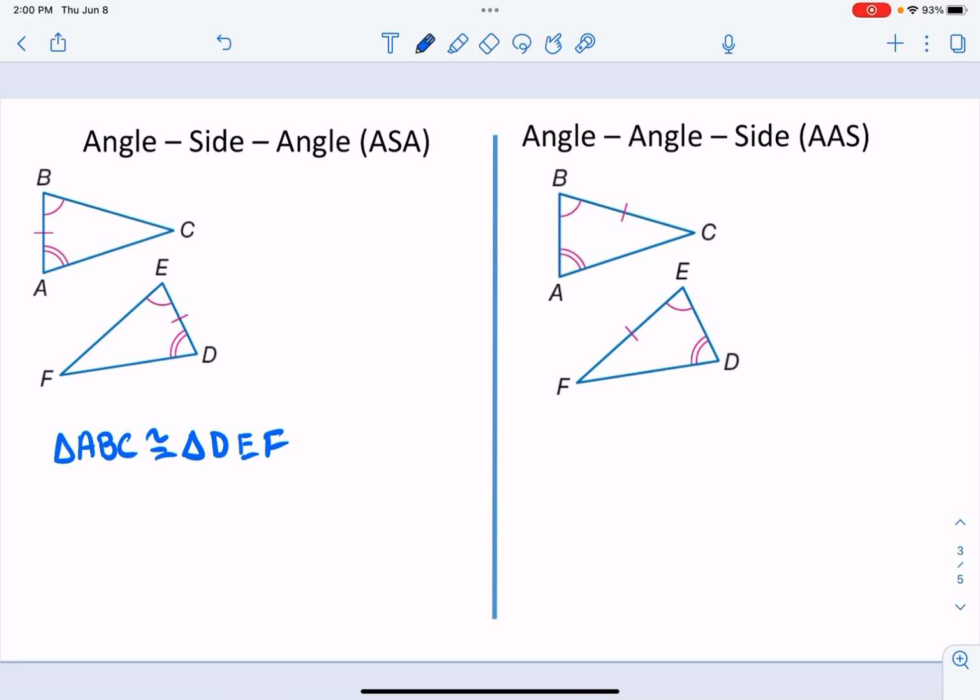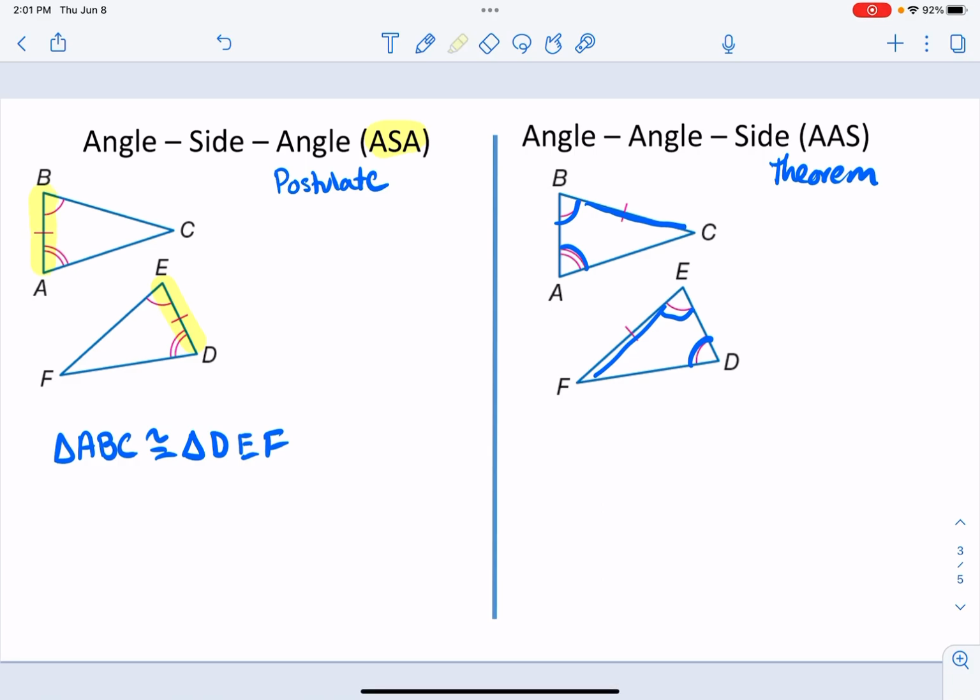Now, angle, angle, side. I think this one's actually a postulate, and I think the other one's a theorem. I can't remember exactly. And if I can't remember, I'm not going to expect you guys to remember. Angle, angle, side. So if I have an angle, angle, and a side, you kind of have to be able to lift up your finger for that one. Now the difference between these two: in angle, side, angle, your side is between your two congruent angles.